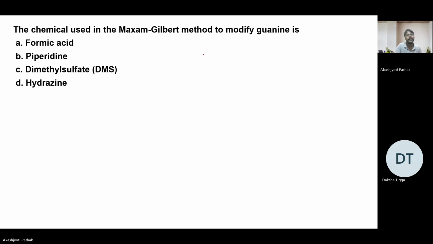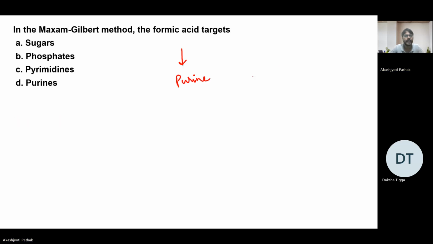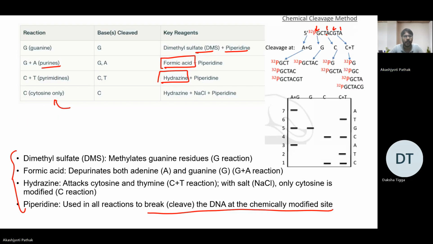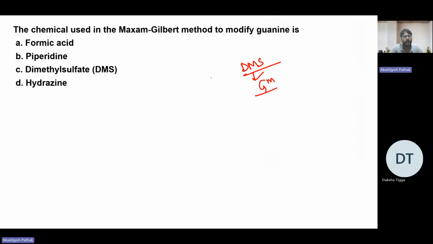Okay. And the chemical used in the Maxim Gilbert method to modify guanine was DMS, dimethyl sulfate. It attaches a methyl group to the guanine nucleotide and then cleaves at this guanine nucleotide. It will cleave at G. So you see on all this you have added piperidine. Okay. So that was all for today.